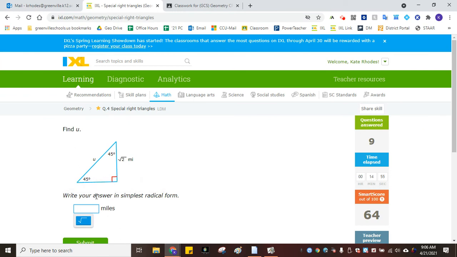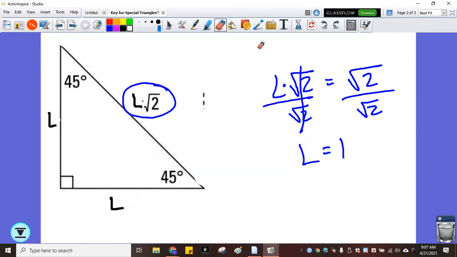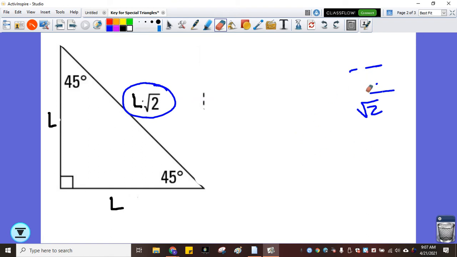And we are trying to find, uh-oh, I was wrong. I'm sorry. Square root of 2 was our leg. So I messed that up. Square root of 2 was our leg, so that's what L equals. And we're trying to find the hypotenuse. I'm sorry, I read it wrong. So I'm trying to find my hypotenuse.